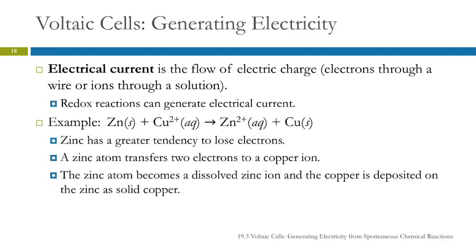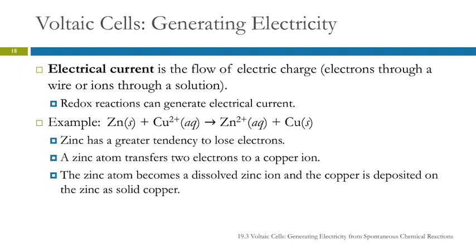Now we can talk about the actual electrochemistry. So electric current is a flow of electrons, movement of negative charges. This can be through a wire, or it can be ions moving through a solution, still electric current. Redox reactions can generate electrical current because they generate electrons, right? They transfer electrons from one thing to another.